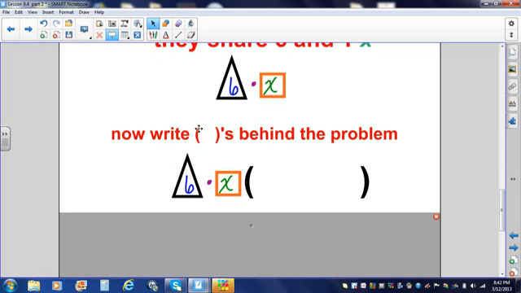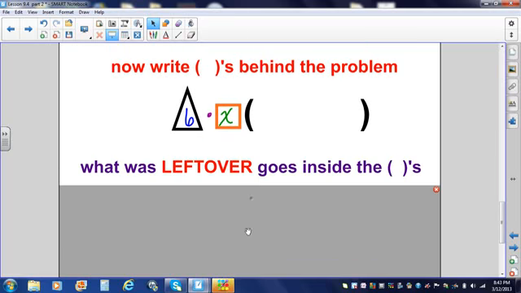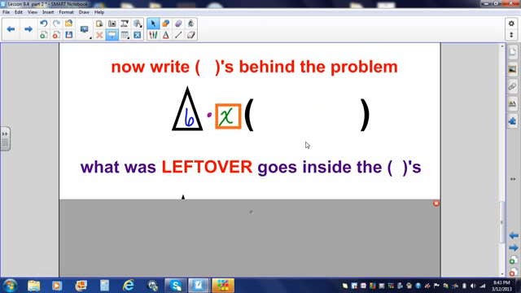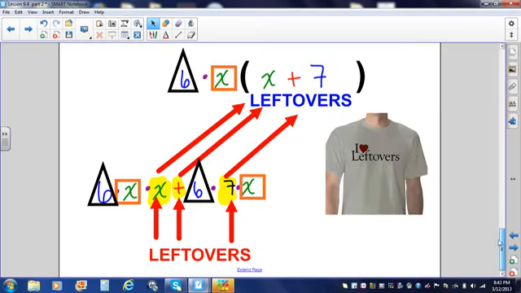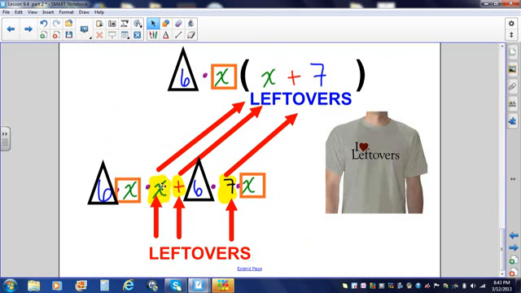Now we're going to write parentheses behind the problem. What was left over goes inside the parentheses. What we had left over was an x, a plus sign, and a 7. What's left over goes inside the parentheses.